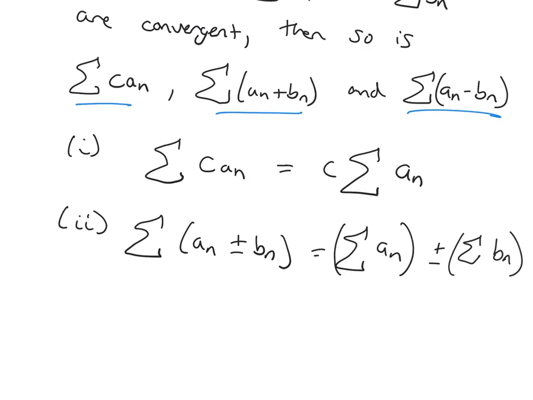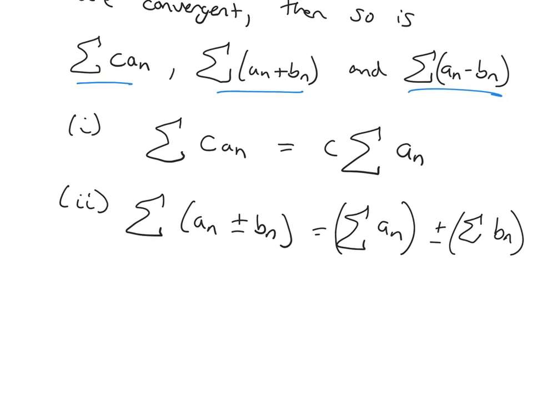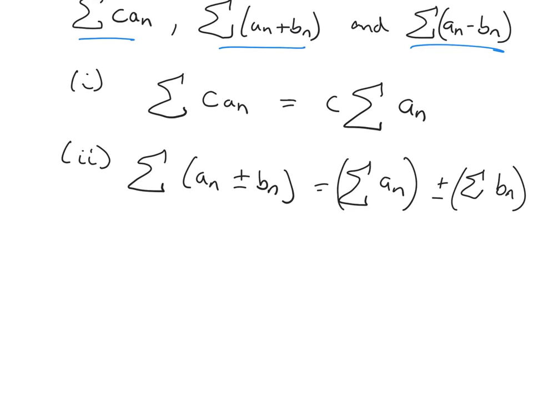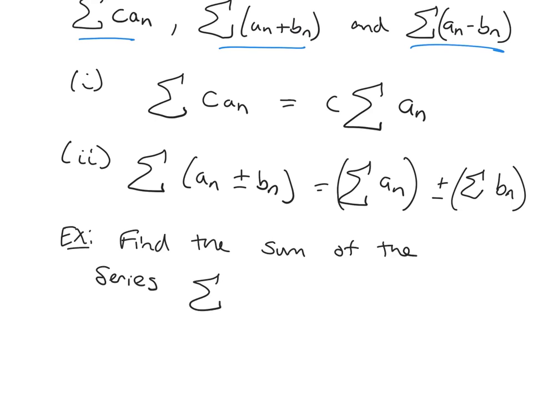So again, these rules kind of help you when you have complicated looking series. So let's see an example where we have something complicated and try to make it look a little bit nicer. Find the sum of the series, n equals 1 to infinity, 3 over n plus 1 plus 1 over 2 to the n.